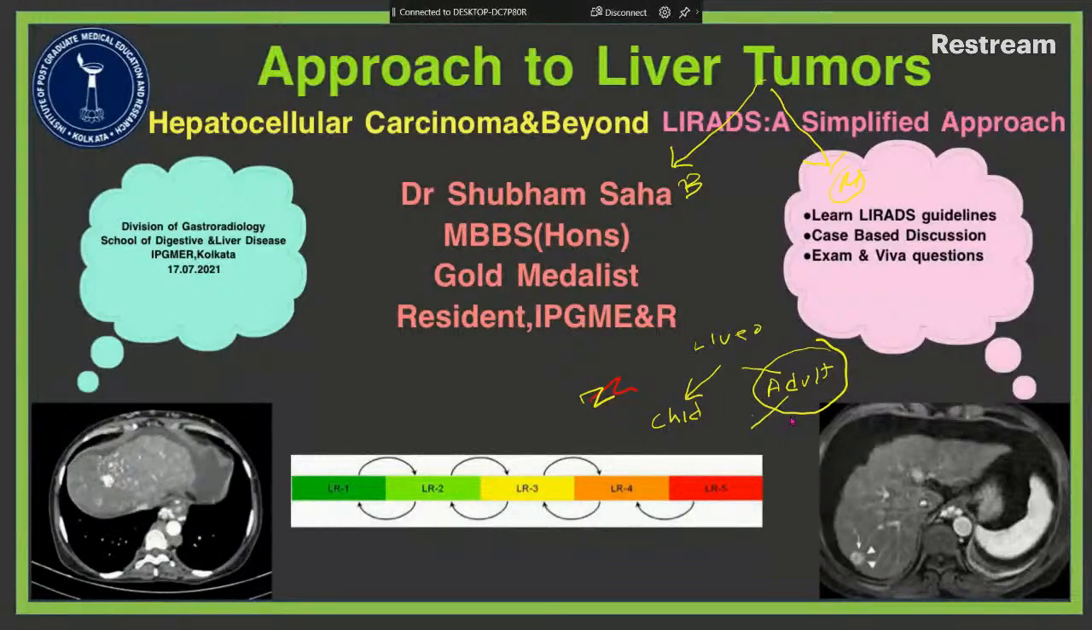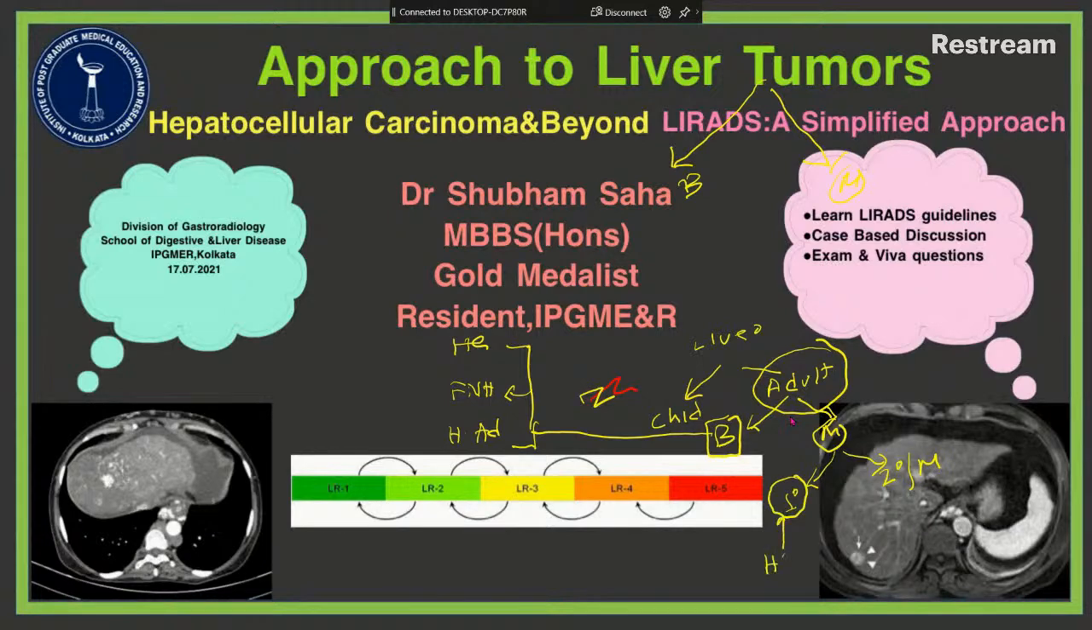Now in adult, if I divide it into two portions, one is benign, another is malignant. For your exam as well as your day-to-day work, when I am dealing with benign tumor, there are basically three entities. One is hemangioma, second is FNH, focal nodular hyperplasia, and third is hepatic adenoma. And in malignant, there are again two types. One is primary malignant, another is secondary. Secondary means mets from other body parts. Now in primary, only one thing, that is hepatocellular carcinoma.